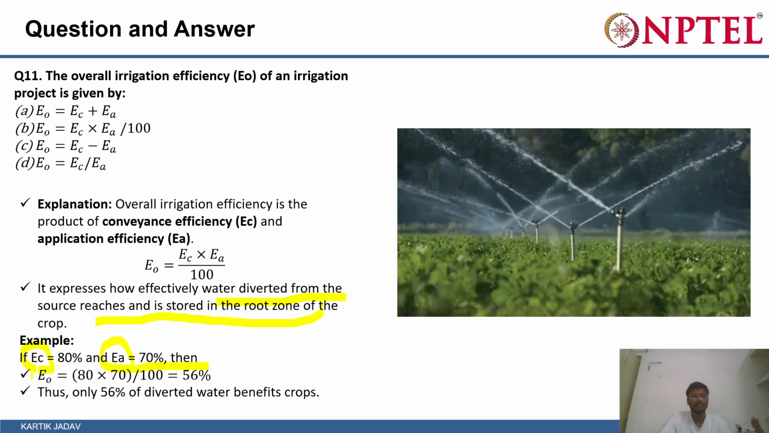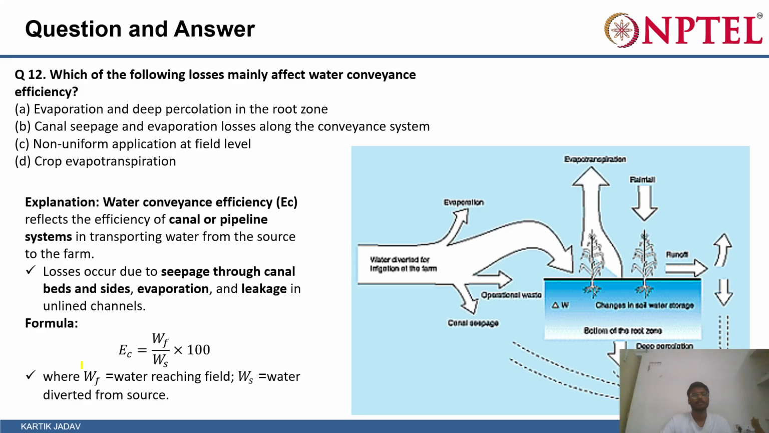So how can you identify the overall efficiency? Just multiply both and divide by 100. So the overall irrigation efficiency is around 56%. You have a conveyance efficiency of 80% and application efficiency of 70%. Option B is correct.